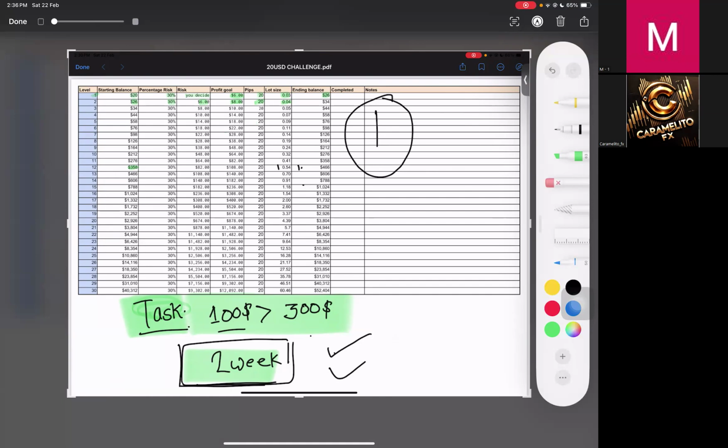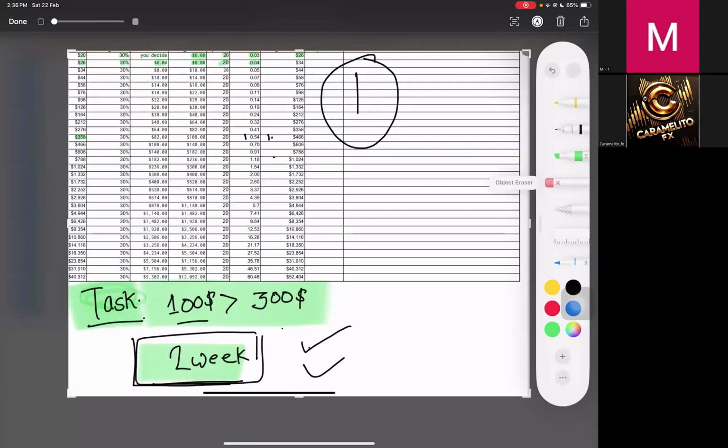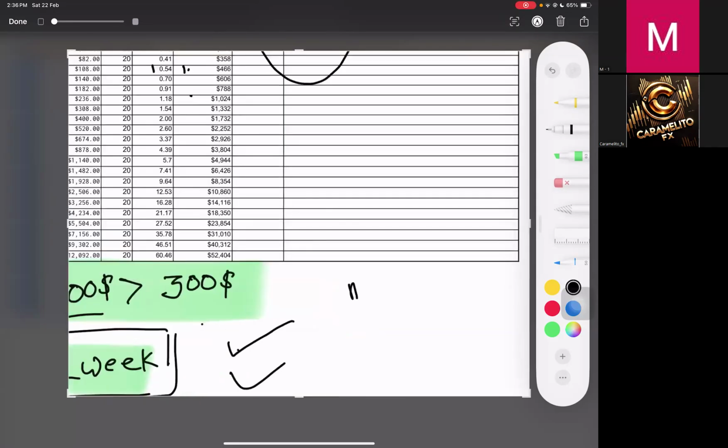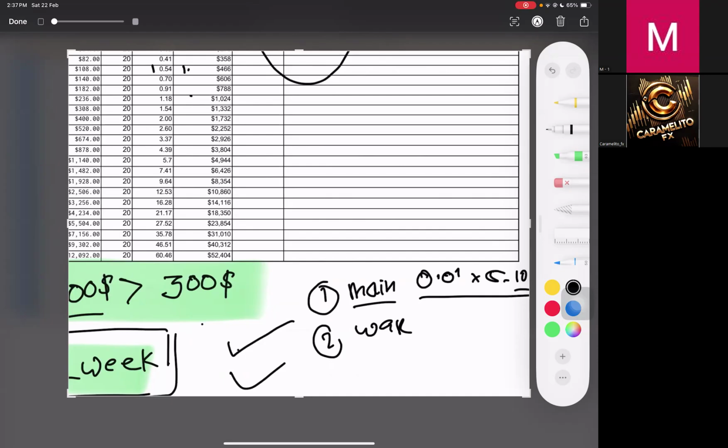All right, so one more thing I want to tell you about money management. You have to be careful about the account. Like I've told you before, you should at least have several accounts. At least a main account and a war account. You have 2 accounts at least. For example, your main account is the one that you're trading with the proper size, 0.01 times 5 or times 10, depending on your margin. But then you still have another, your war account.